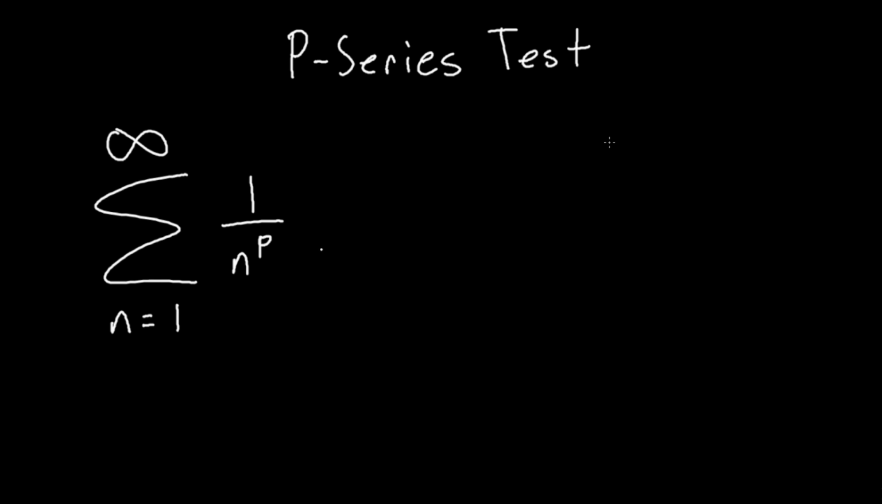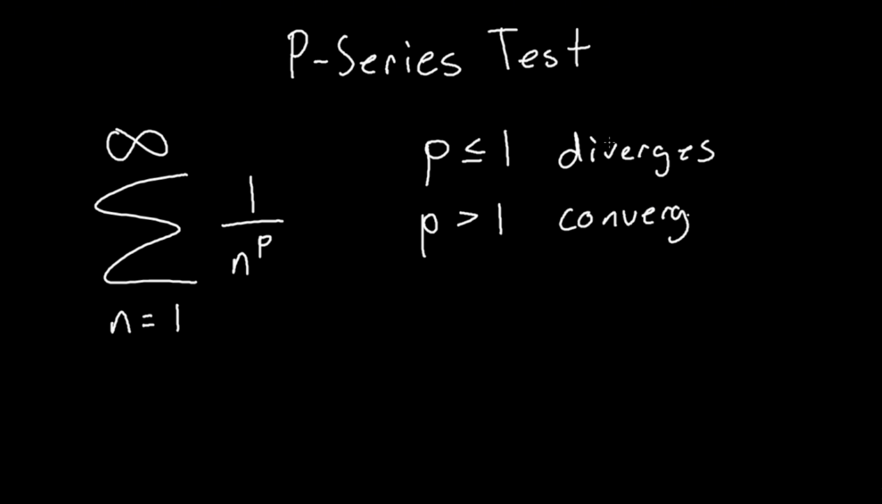So, how do you use the P-series test? Well, P-series test, super simple. If the exponent p is less than or equal to 1, your series diverges. And if p is greater than 1, your series converges. That is all. That's all P-series test is, and it's one singular condition.